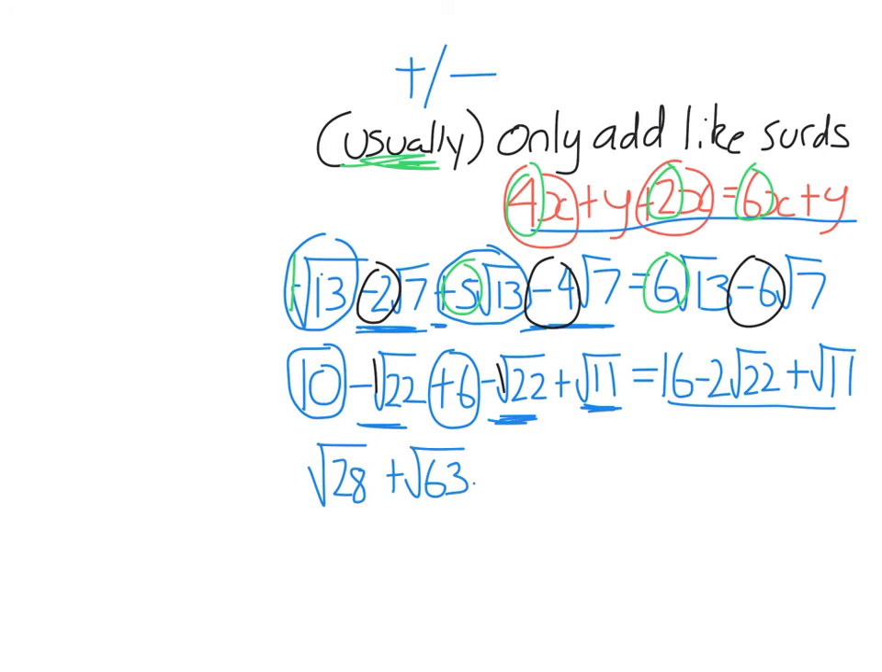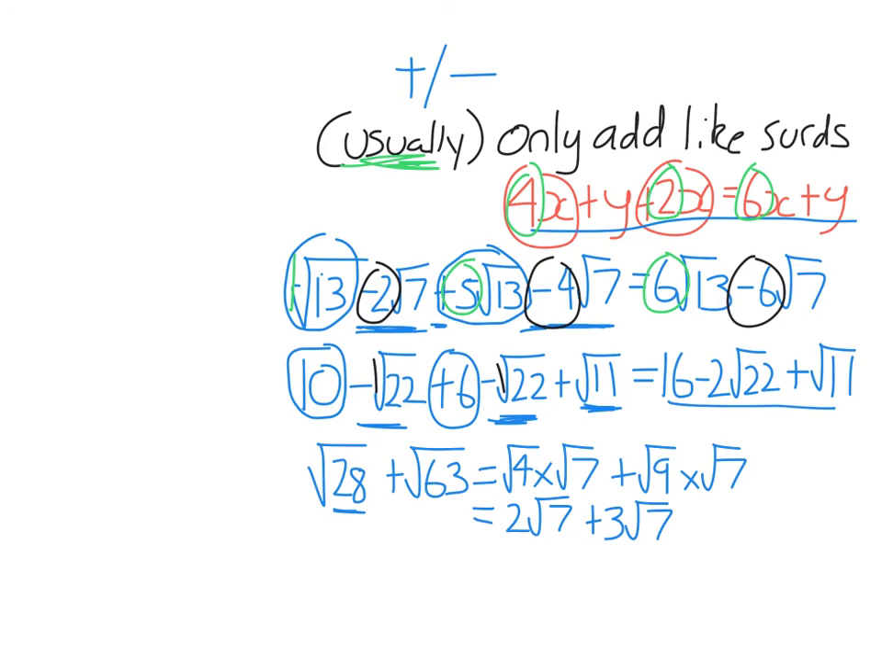So let's simplify each. Square root of 28, the highest square number going into 28 is 4. So it's root 4 times root 7. And the highest square number that goes into 63 is 9. So root 63 is root 9 times root 7. But of course, root 4 is 2 and root 9 is 3. So actually, these two are like surds. And then you can add them together and just get 5 root 7.